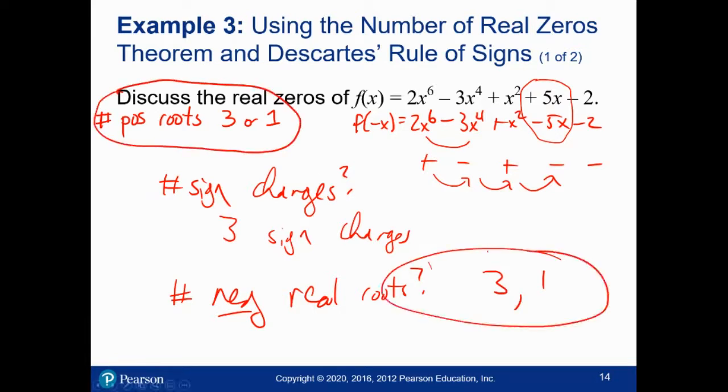Could it have 3 of both? Yes, it's a degree 6 polynomial, so it has at most 6 roots. Maybe it has 3 positive and 3 negative roots. What it can't have is something like 4 positive and 2 negative roots.